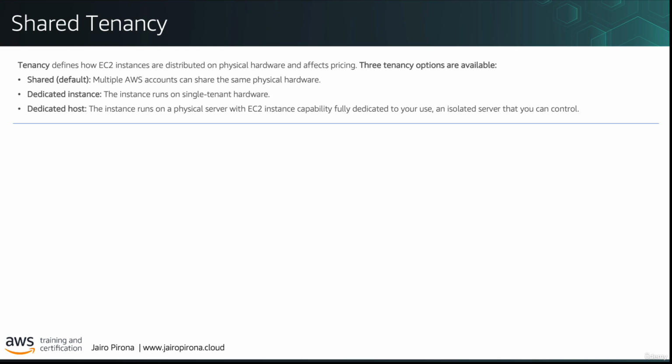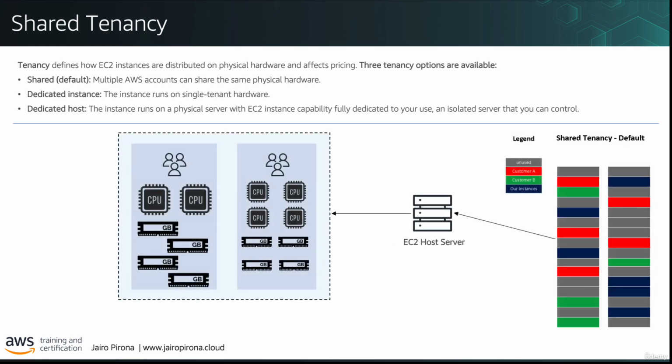Now, to begin with, let's take a look at an illustration of what shared tenancy might look like. With shared tenancy, the way to think about it is that you actually have one physical host and multiple organizations are running instances on the host. For example, you might have one organization using 2 CPUs and 8 gigabytes of RAM, and another organization using 4 CPUs and 8 gigabytes of RAM on the same host. So, this is just an example of how that might work.